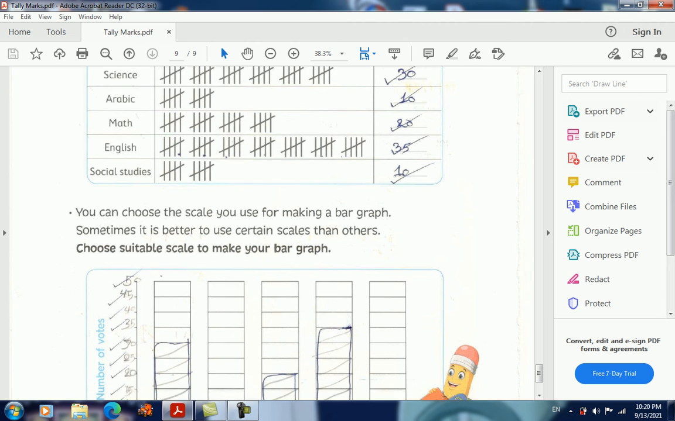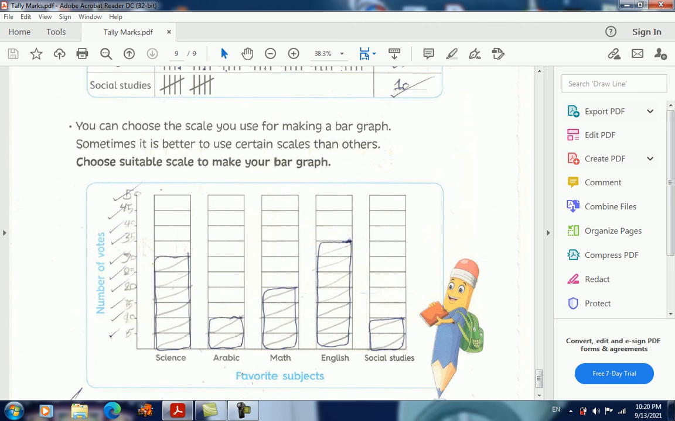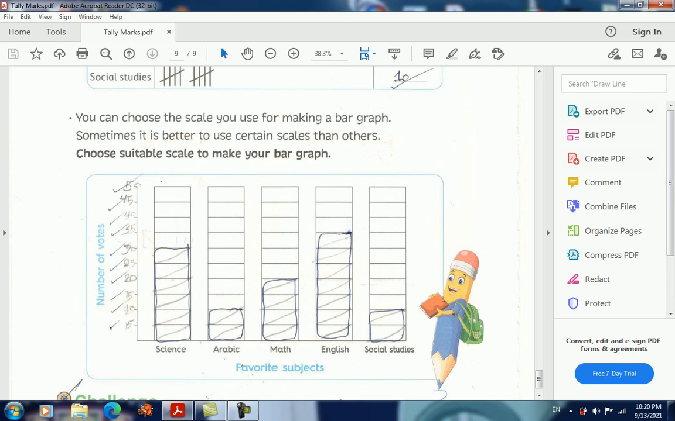And here the trickiest thing is they haven't given you a scale. The scale here, this is the one that I drew. And they're asking you to do so. You can choose the scale you use for making a bar graph. You are the one who decides. Sometimes it's better to use certain scales than others. They are giving us here a hint. It's not every time we can go in twos. We can change. And here it says, choose a suitable scale to make your bar graph.